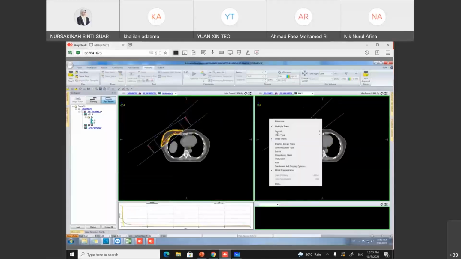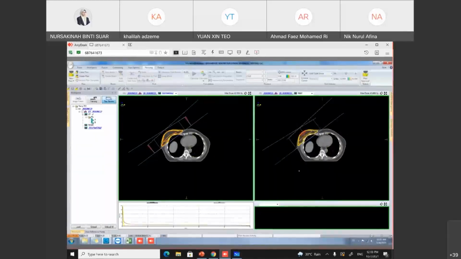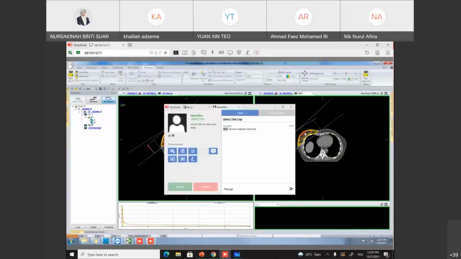Okay, you can see here, this plan is before wedge. We can't push the red color dose down, it is actually 107%. So we can't reduce this if we didn't put the wedge.